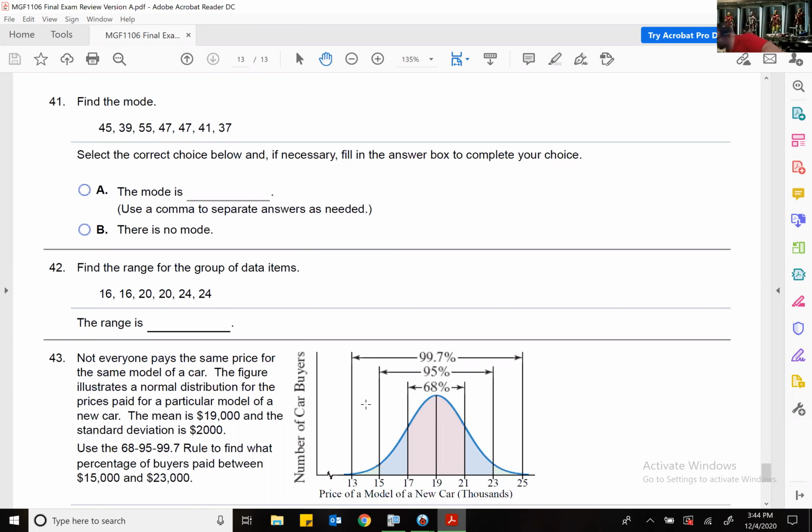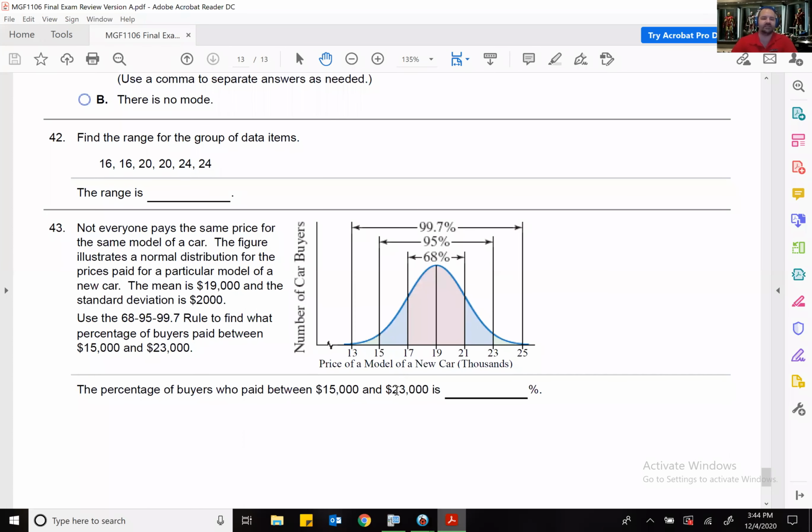Okay, here it is, ladies and gentlemen, number 43, the final question of the final exam. So it says, not everyone pays the same price for the same model of a car. The figure illustrates a normal distribution for the prices paid for a particular model of a new car. The mean is 19,000 and the standard deviation is 2,000.